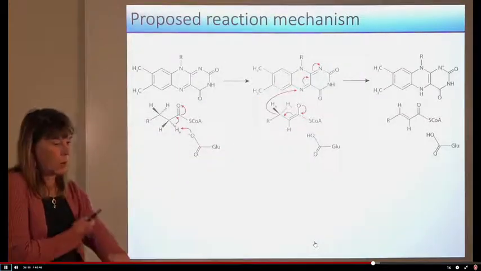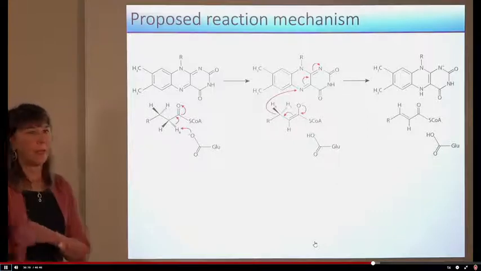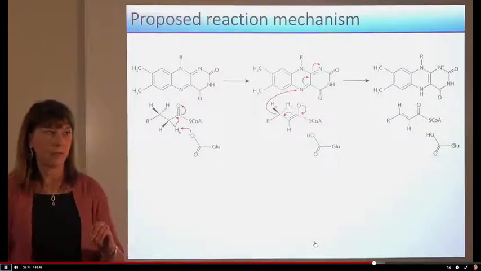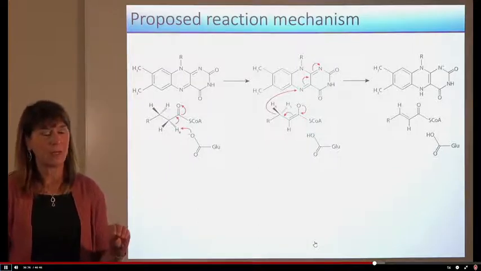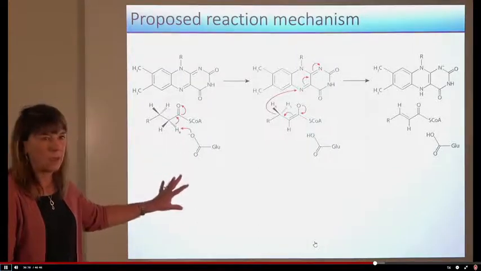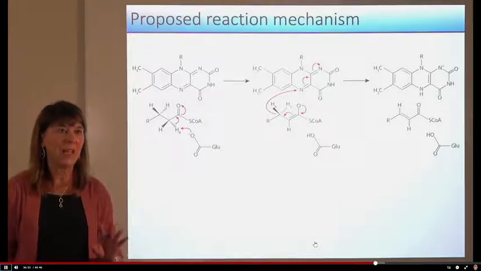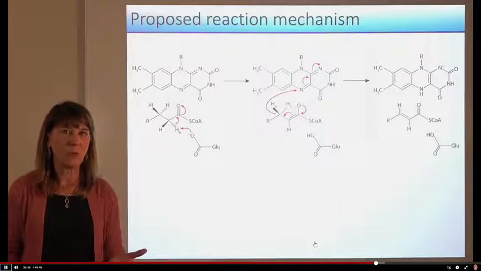So here is the proposed reaction mechanism for this enzyme, and as I said the last time, every time you see a reaction mechanism, take it with a grain of salt, because there are some people who say, no, it doesn't work that way. And when you see things written up in biochemistry textbooks, just realize that it is still a work in progress.